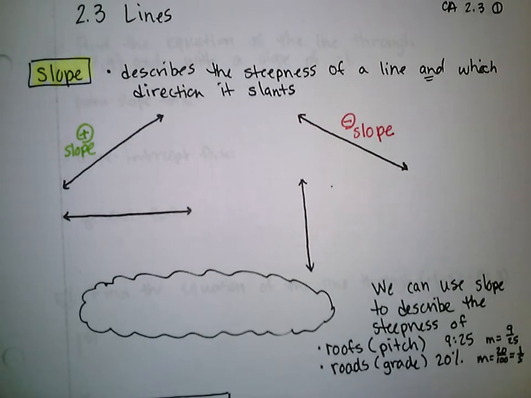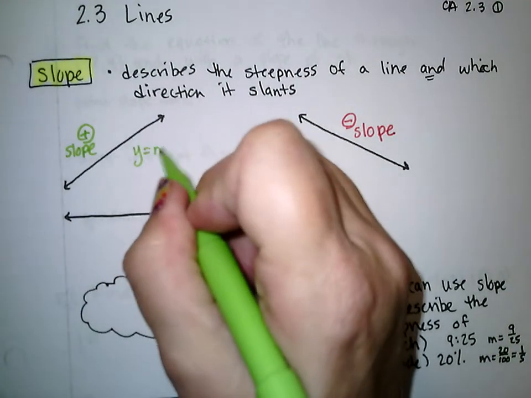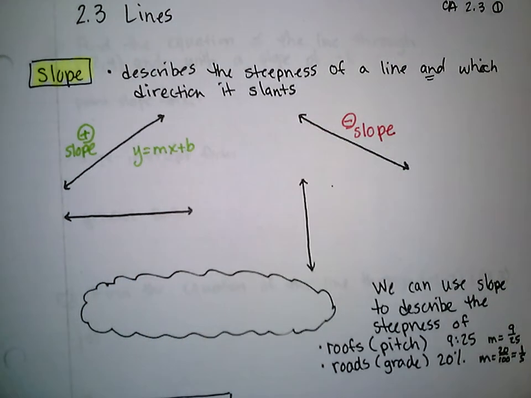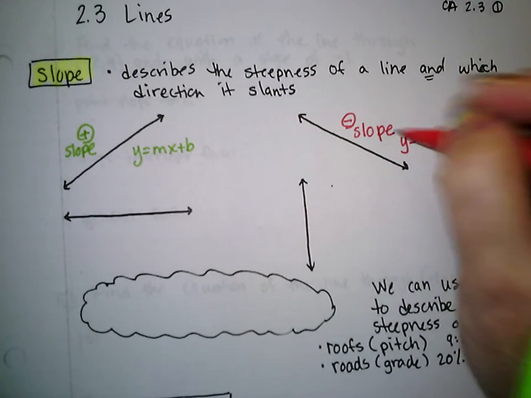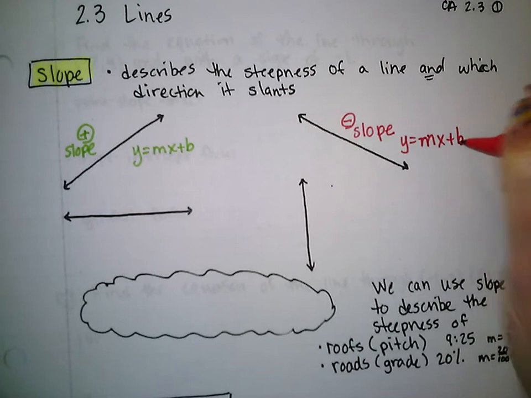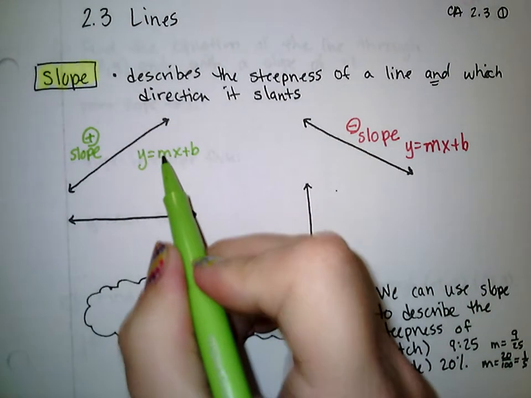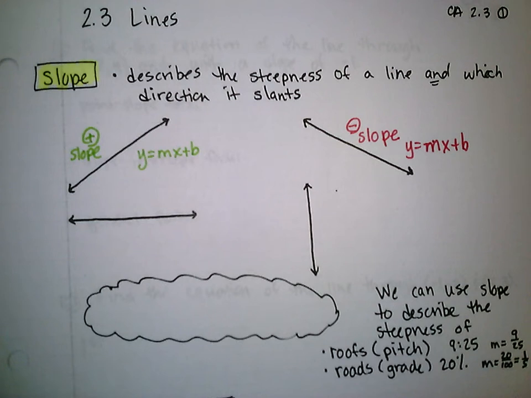The equations of these lines in slope-intercept form would be y equals mx plus b for both of them. On the negatively sloped line, that slope is going to be a negative number. And on a positively sloped line, that m is going to be a positive number.